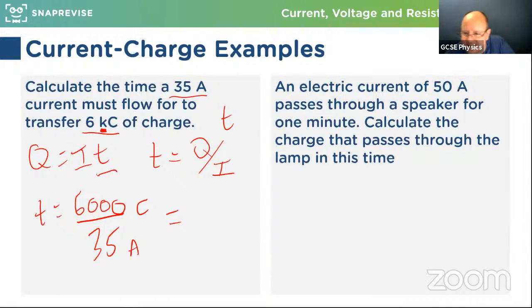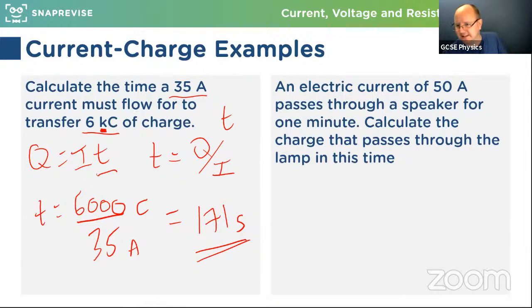And that gives you an answer of, I don't know if anyone's got a calculator out and has had a go at doing that, 6,000 over 35. Answer in seconds for the time it takes for that charge to flow. I'm not going to expect you all to get a calculator out now, but you should get an answer of around about 171 seconds. Thank you, the boss has got there, and Evan too, brilliant. And quite correctly, you've rounded it to 3 significant figures. So 171 seconds, good job.